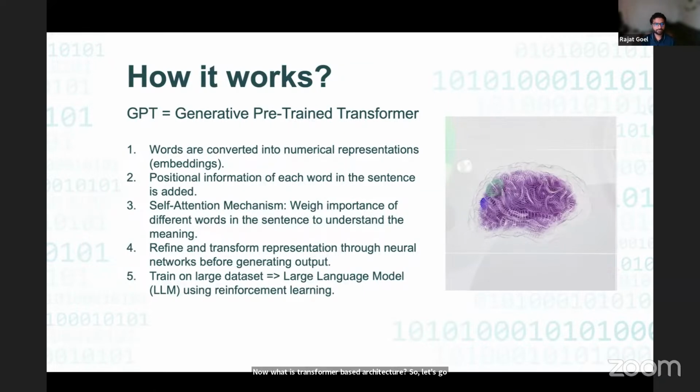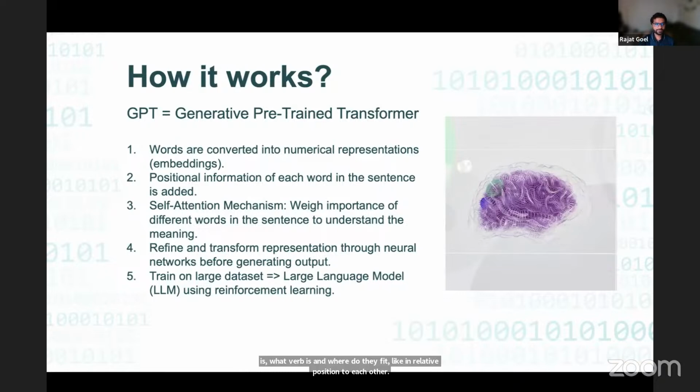The first step in a text-based GPT is we convert each word into a numerical representation, which are called embeddings. This is how we learn the language. We first understand what words are, and then we try to come up with our own meaning of words. In order for computers to understand, we convert each word into a numerical representation. We add positional information of each word in the sentence. That's how we learn what an adjective is, what a noun is, what a verb is, and where they fit in relative position to each other.